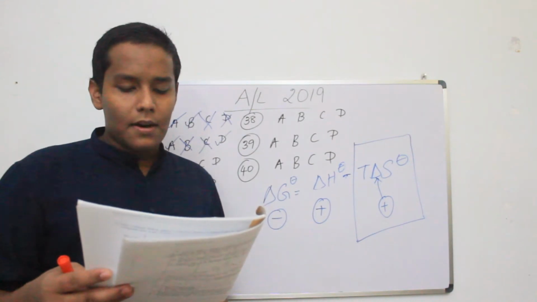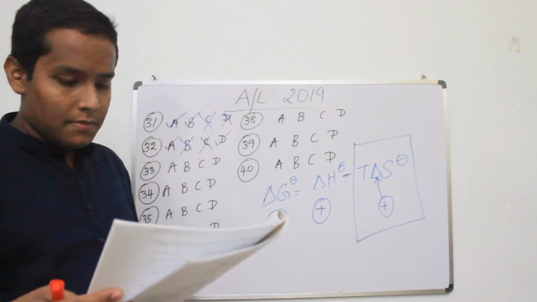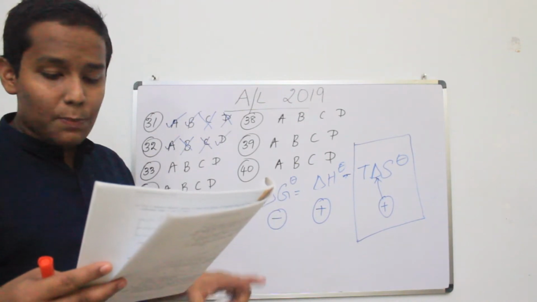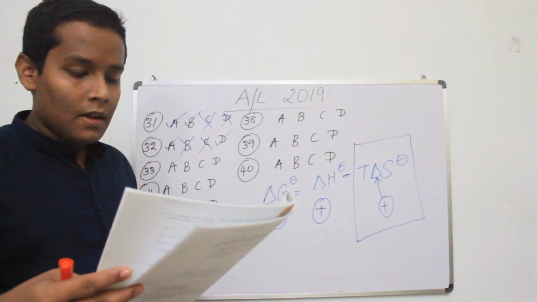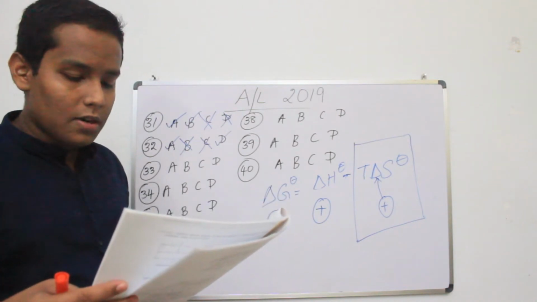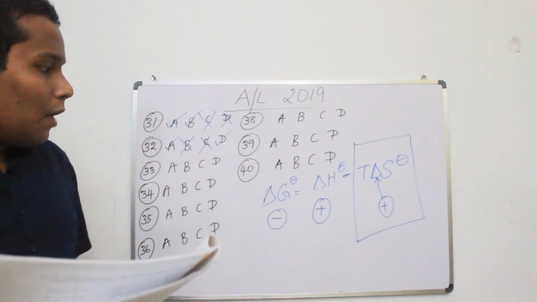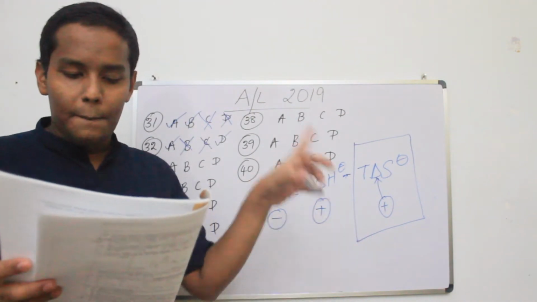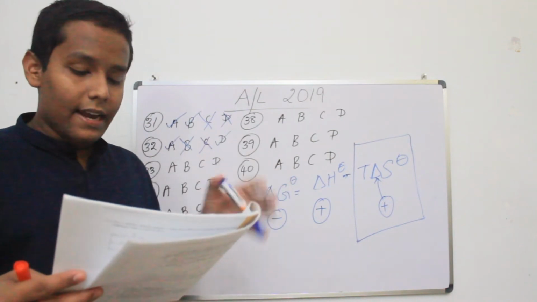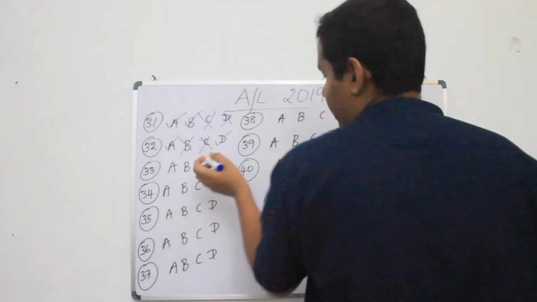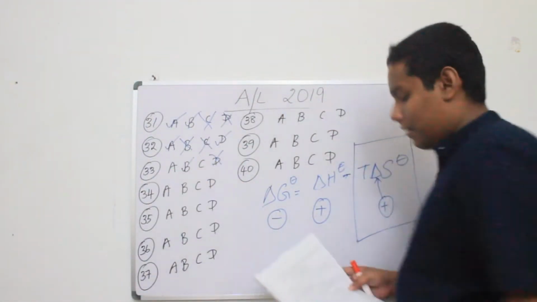Enthalpy of the system decreases. Sorry, if an endothermic reaction occurs spontaneously at constant temperature and pressure, the entropy of the system increases. So that's correct. B is correct. D is wrong, B is correct. For 33, D is wrong, B is correct.